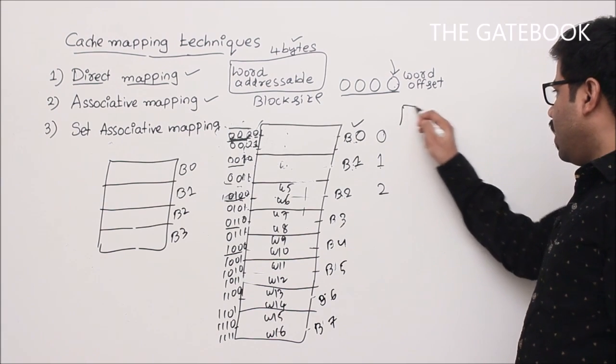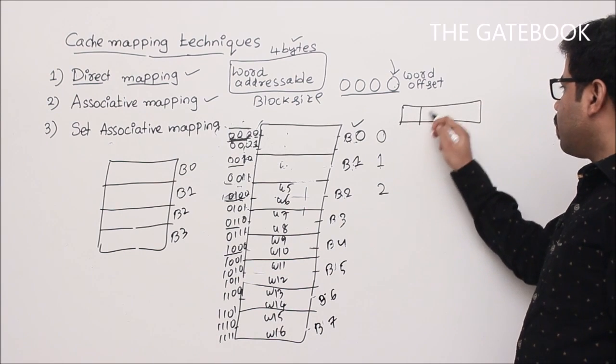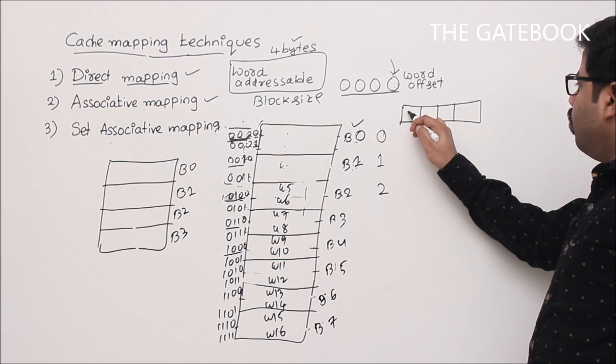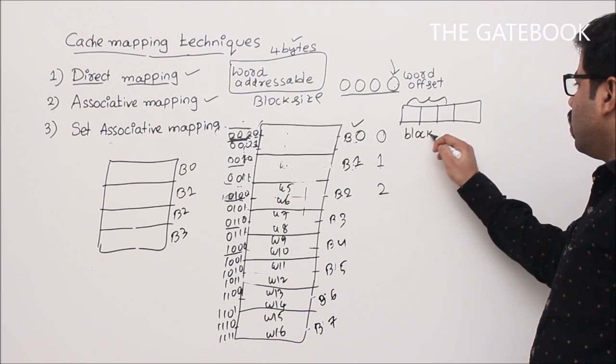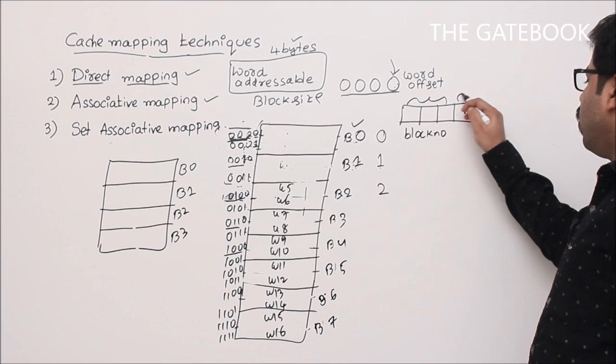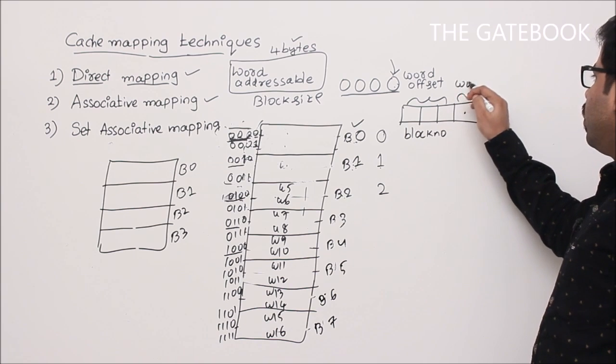Now finally what we have realized is, in these 4 bits, these 3 bits we can use for the block number. This bit is going to represent the word number, right?